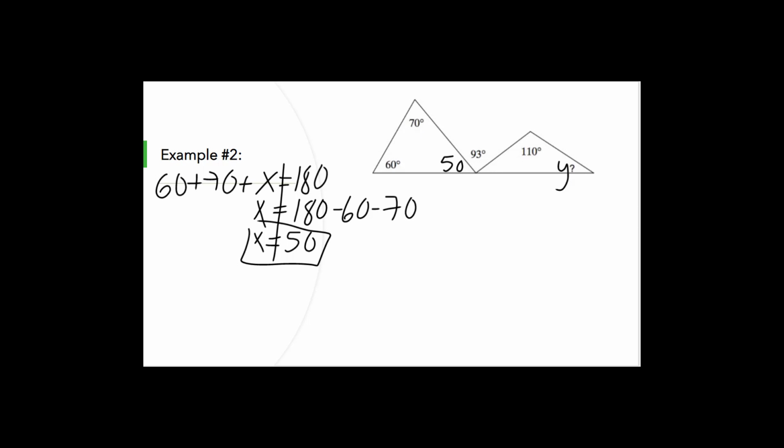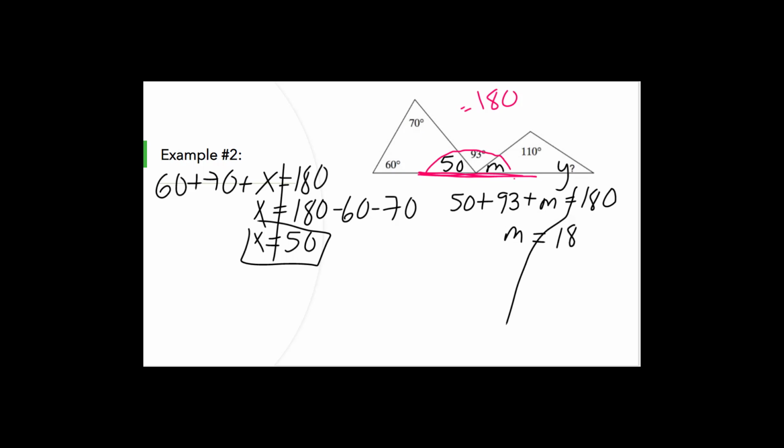All right, the next step. I have a line, which means it equals 180. This angle and this angle together equal 180. So I'm going to use the letter M here and write an equation again. So 50 plus 93 plus M equals 180. Draw a line. M equals, and then I want the numbers on the right, minus 50 minus 93.